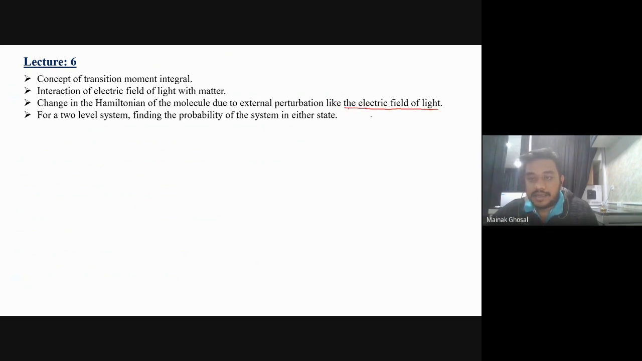So the electric field of light. Initially, the Hamiltonian was just H naught.